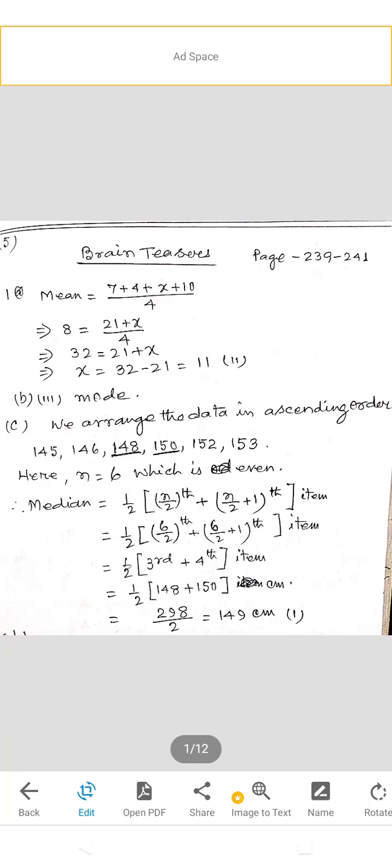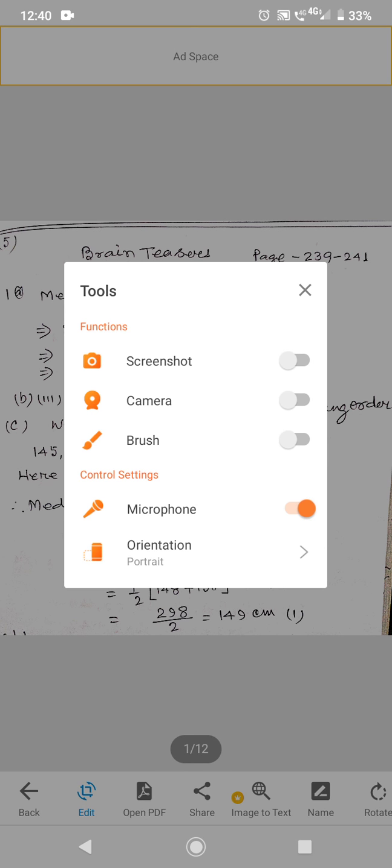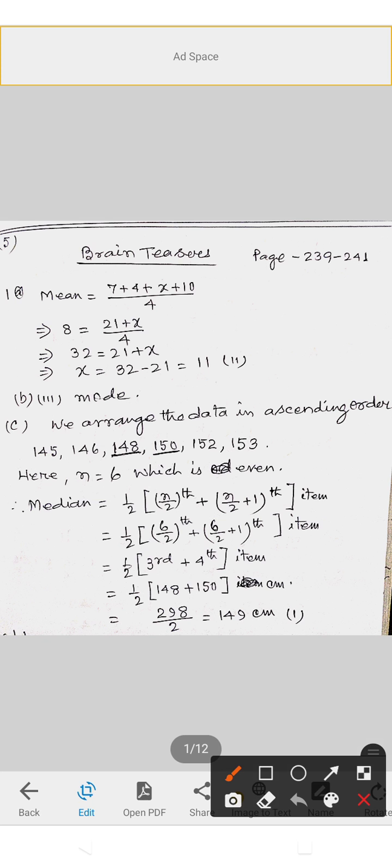Good morning, students. Today I will solve all questions of Brain Teaser, page 239 to 241. Question number 1a. If the mean of 7, 4, x and 10 is 8, the value of x is.